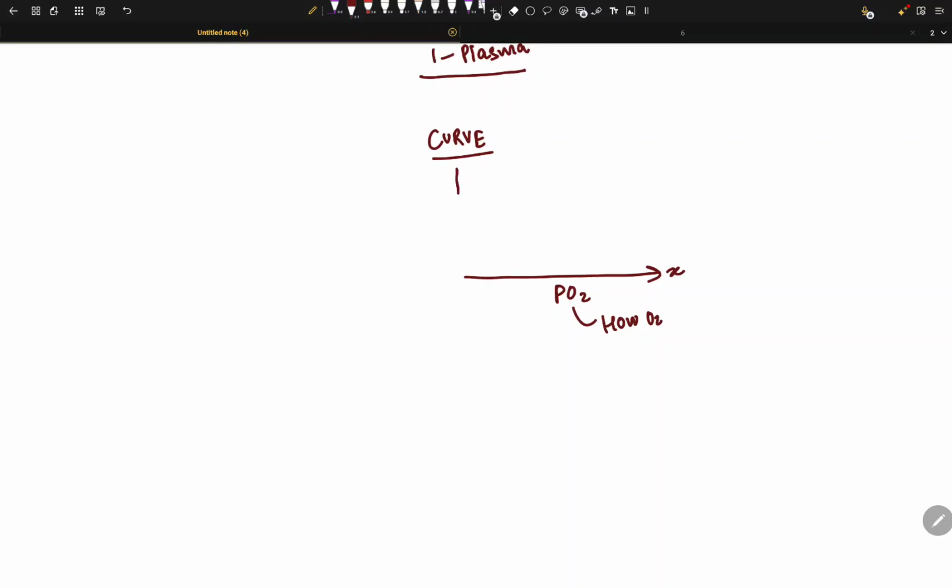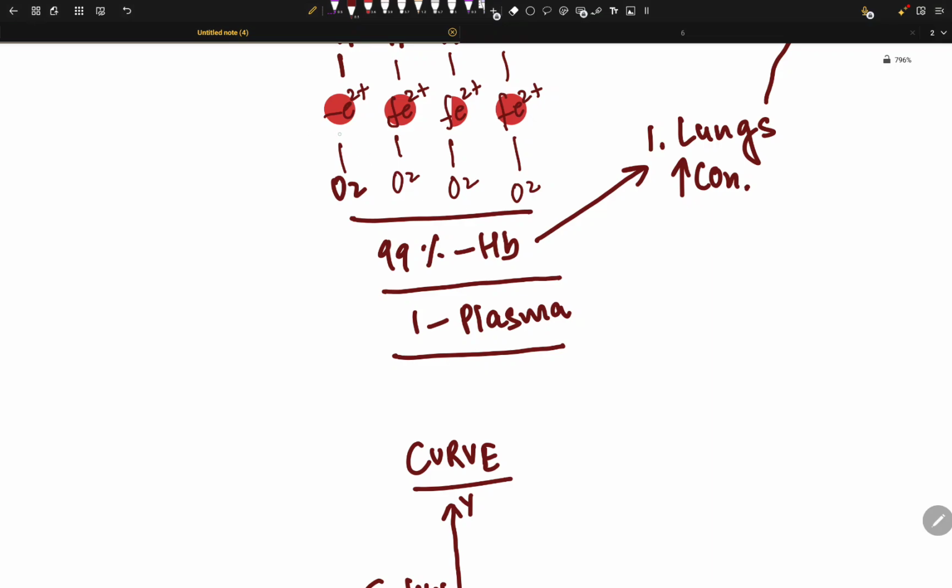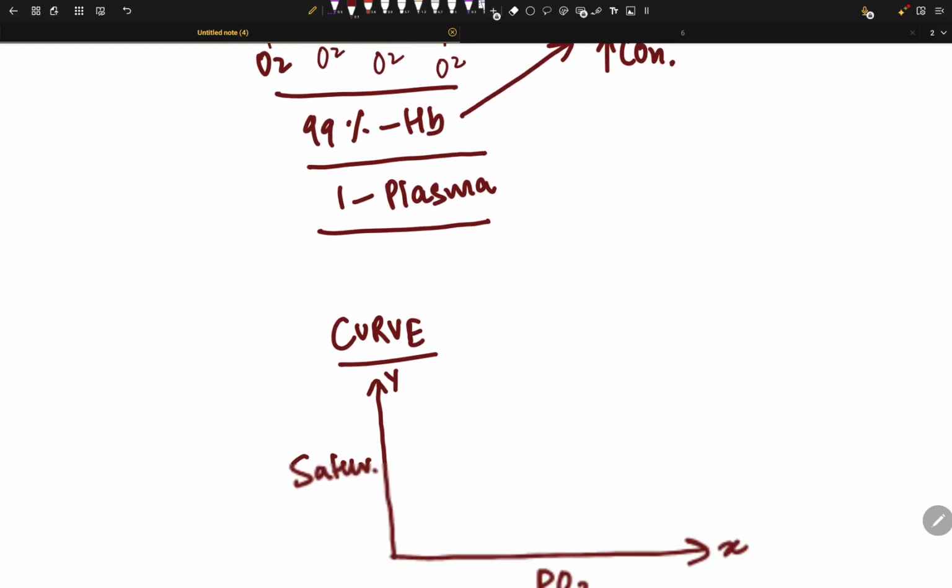And on the y-axis, here I'm going to put the saturation of hemoglobin, how saturated the Hb is. So I'm going to write it as saturation, and how saturated the hemoglobin is. By saturation I mean how many seats of ferrous are filled by O2. That's the thing. In other words, how many oxygen binding sites are occupied.